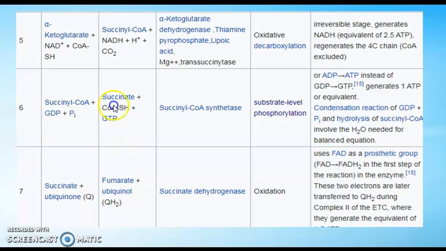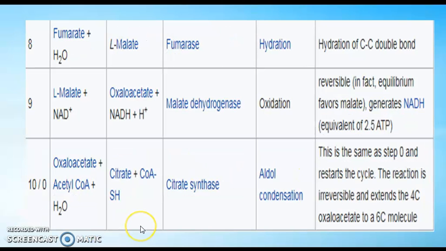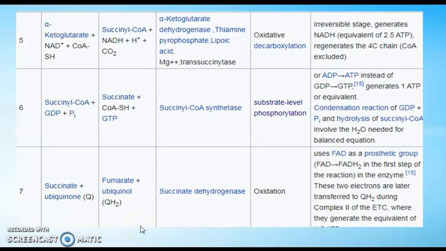Next step is succinate. The product succinate plus ubiquinone. Ubiquinone is a type of intermediate in the electron transport chain. With the help of succinate dehydrogenase, it forms fumarate plus ubiquinol. Here also an oxidation reaction occurs, and FAD acts as a prosthetic group, which is converted as a result of this oxidation reaction. FAD is converted to FADH2 in the first step of the reaction in the enzyme. These two electrons are later transferred to the QH2 molecule.